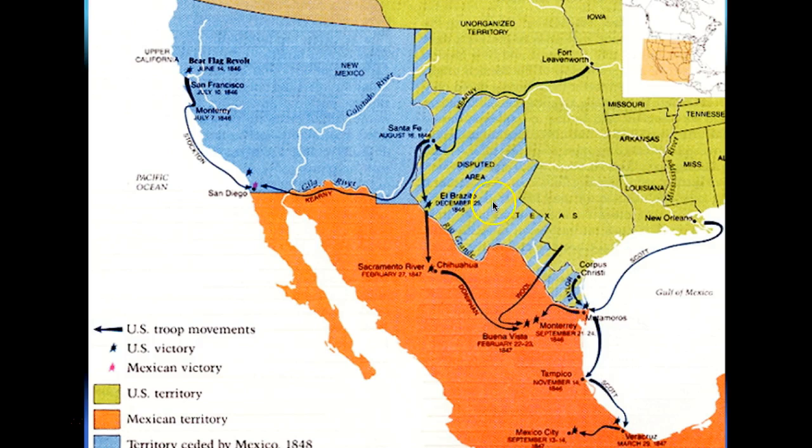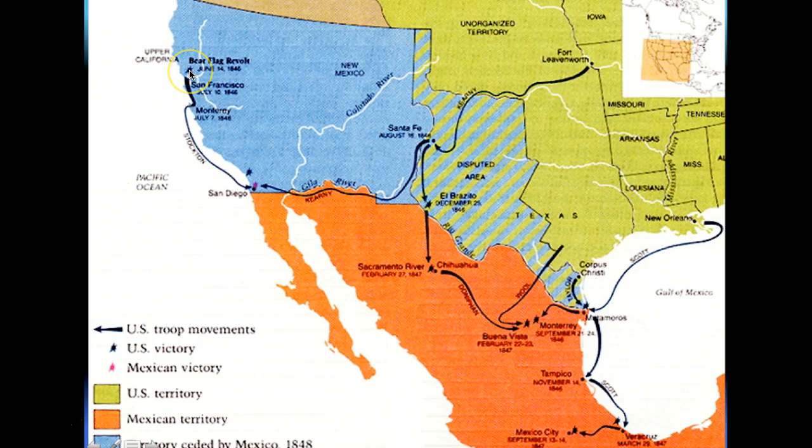So here's an up-close map. The green is the United States, and the blue and green stripes is the disputed territory. This is the Rio Grande down here, and this is the Nueces River here. And the United States not only gains this disputed territory, but all of this territory as well.